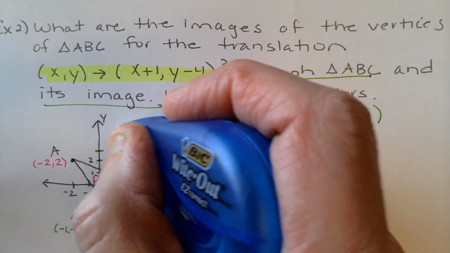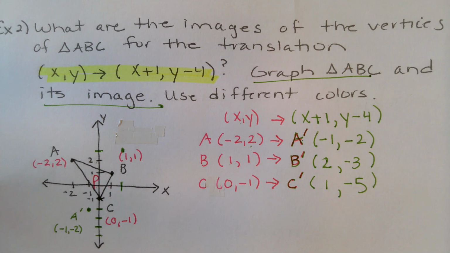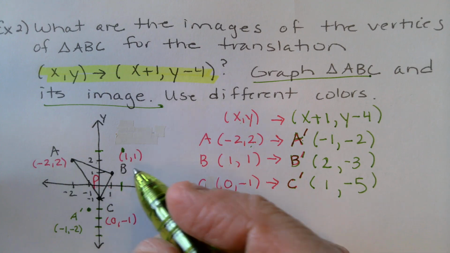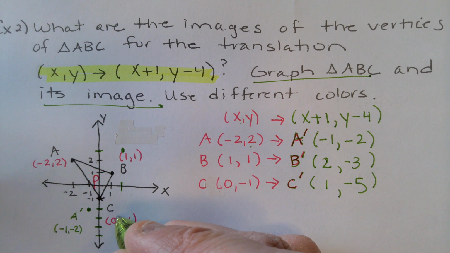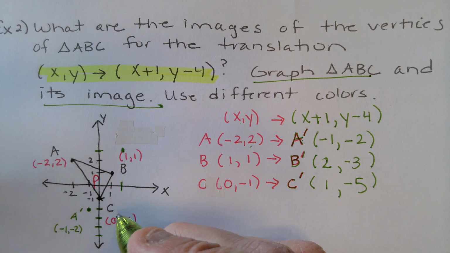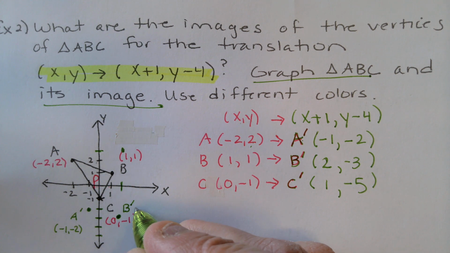Hope you were catching me on that. What in the heck am I doing? 2, negative 3. Let's try that. 2, 1, 2. Oh, almost right on that other point there. That's our B prime.